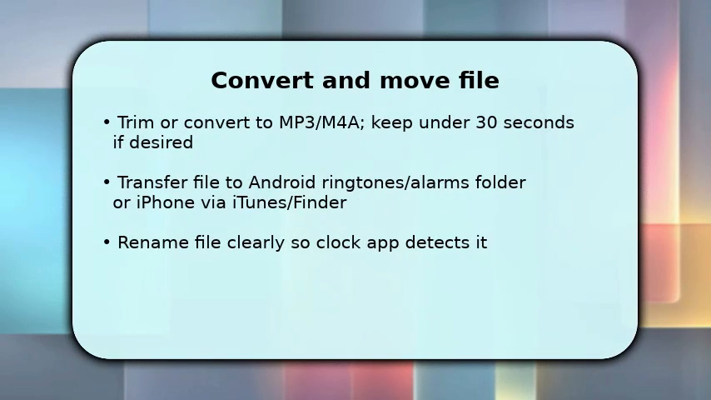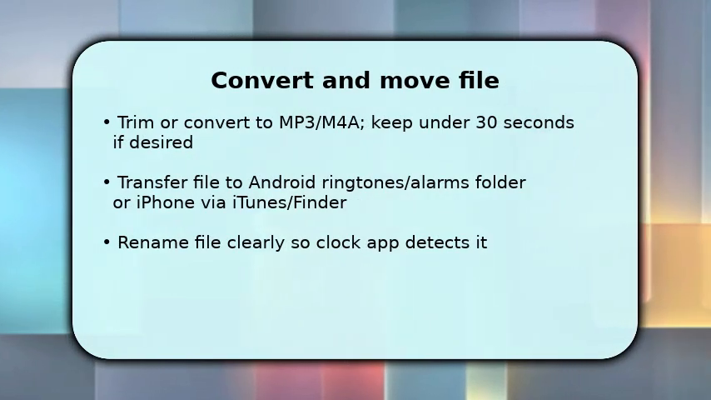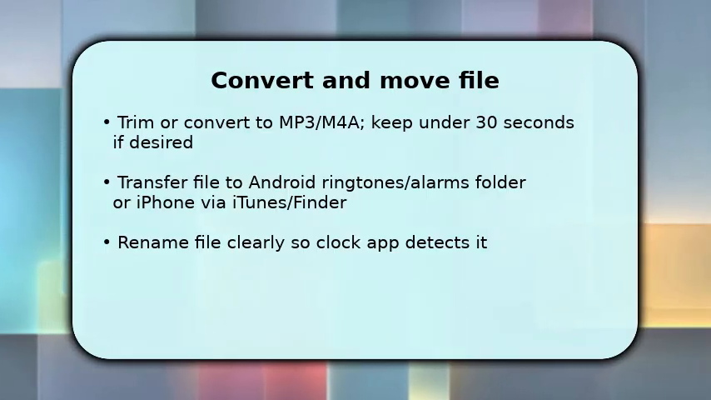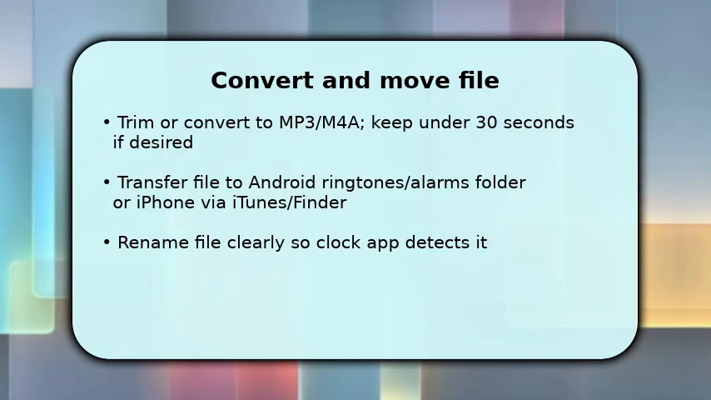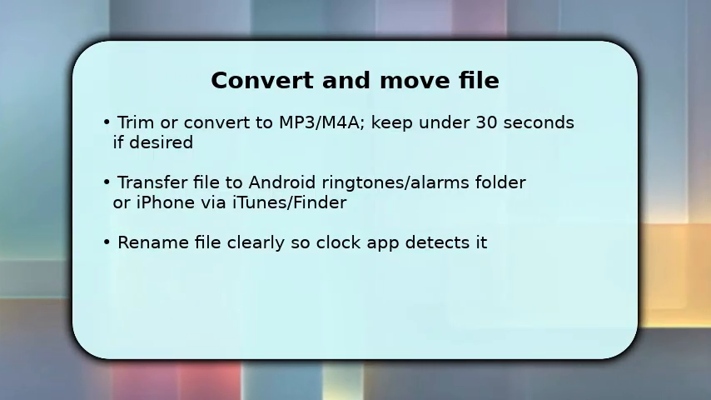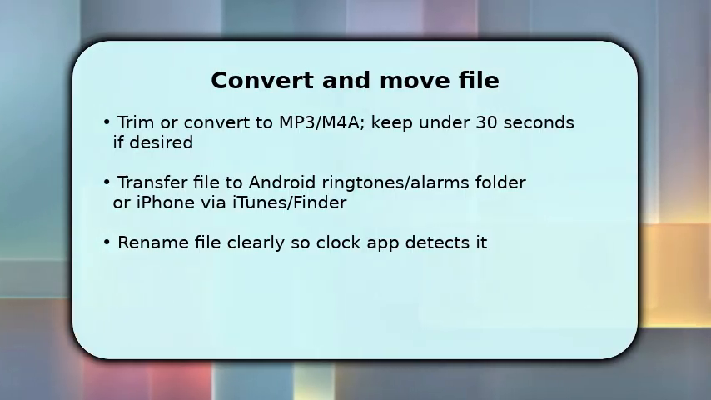Once the audio is downloaded, trim and convert if necessary. Use an editor or converter app to remove silence and export to MP3 or M4A because clock apps read those formats. For Android, move the file into media/alarms or ringtones using a file manager.